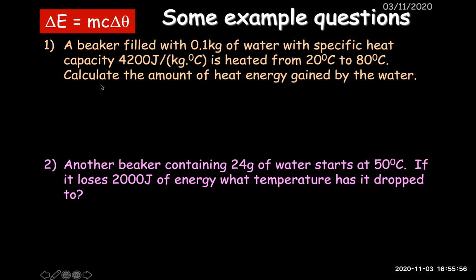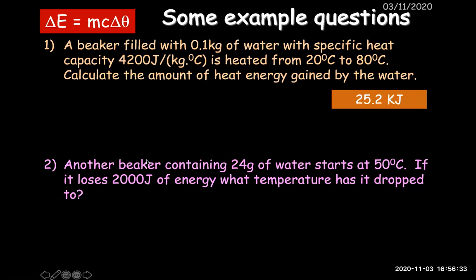So here we go. We've got a beaker filled with 0.1 kilograms, that's a mass, with a specific heat capacity, so that's a C, of 4200. And it's heated from 20 to 80. Now that's a change in temperature. It's not 80 and it's not 20, it's the change between them both, which is 60. So we've got 0.1 times 4,200 times 60. If we calculate that, we should come up with 25,200 joules.